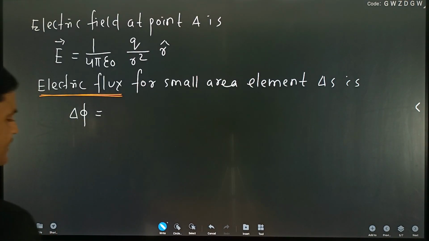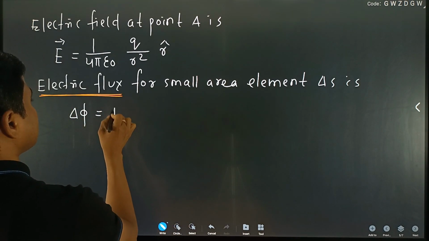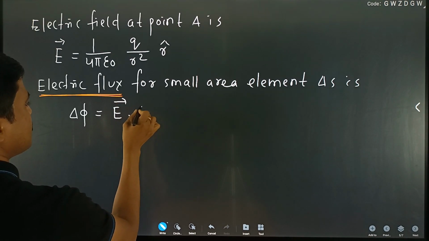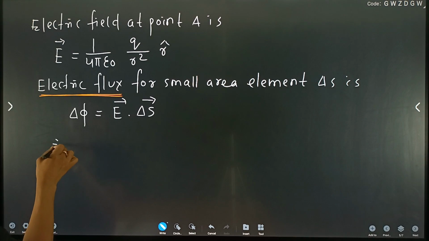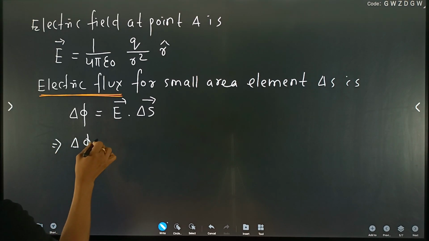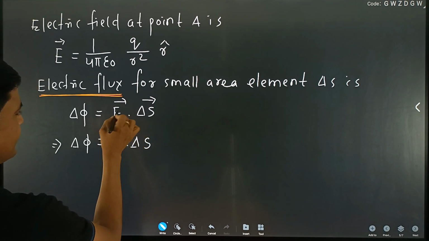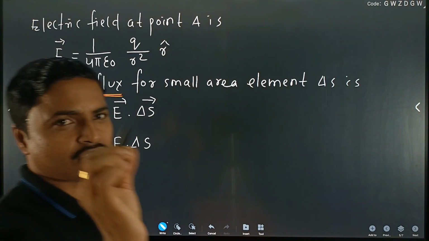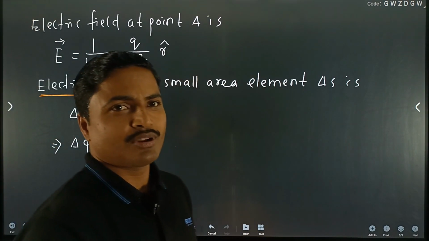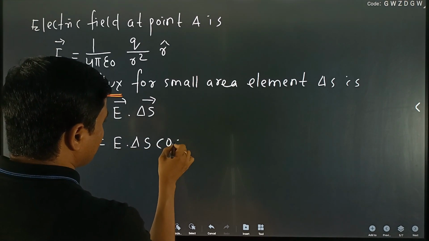Simply, number of electric field lines crossing normally is known as electric flux. We write electric flux del phi. You also know the mathematical expression, that is E vector dot del S vector. That implies del phi is equal to E del S, this is vector A dot vector B, that is dot product, and we write AB cos theta. Here we write E del S cos theta.